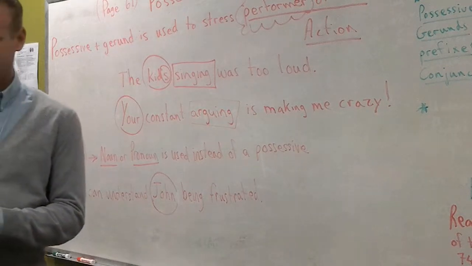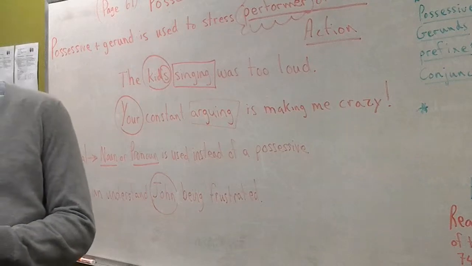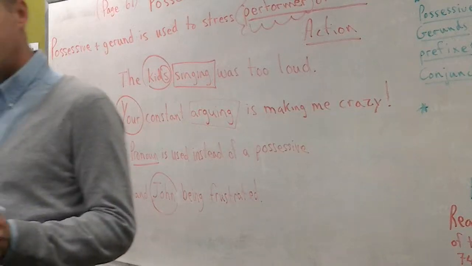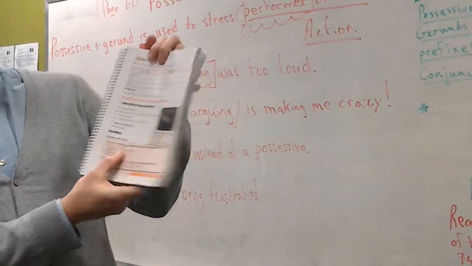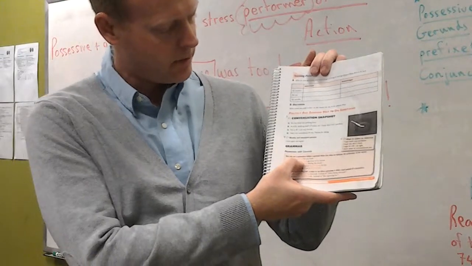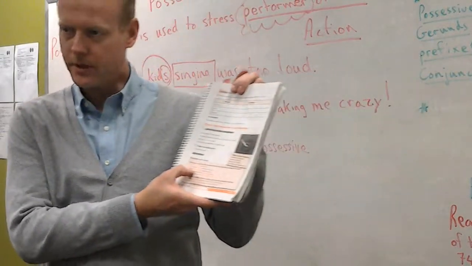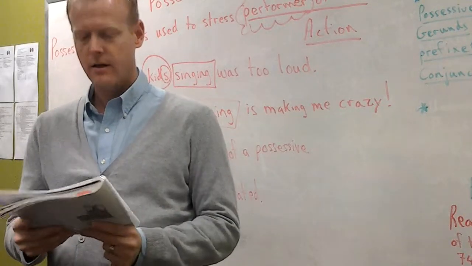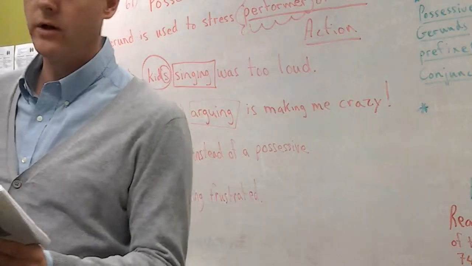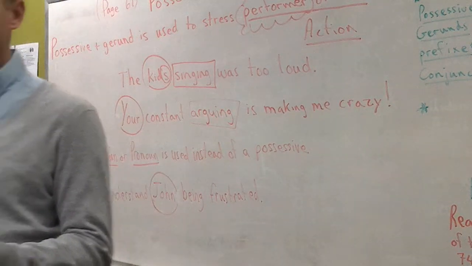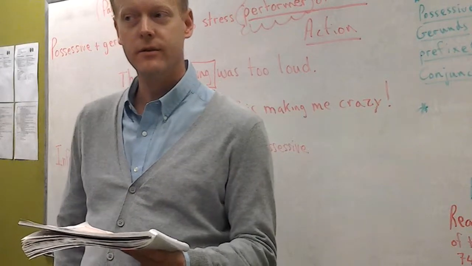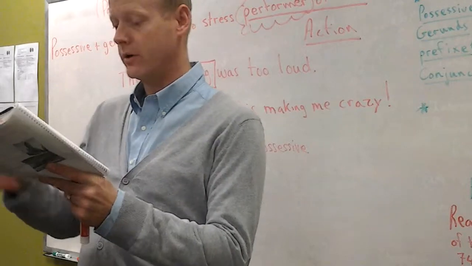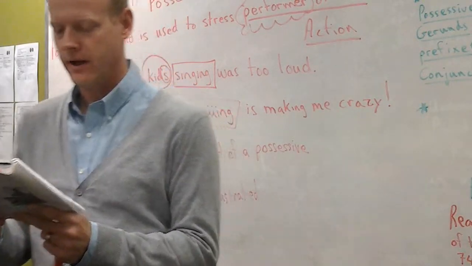They give a few more examples in the book here. Let's see, Ahmed, will you read the third example? It's down in the pink box on page 61. I didn't like them talking during the movie. Good, so in that sentence, where's the possessive? They are talking. The gerund is talking. Again, they use that construction to focus on whoever the people are talking during the movie.